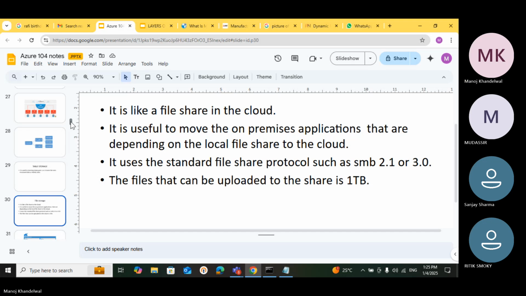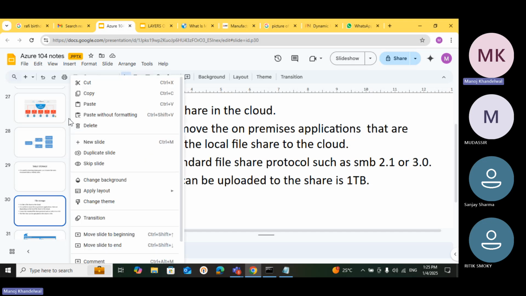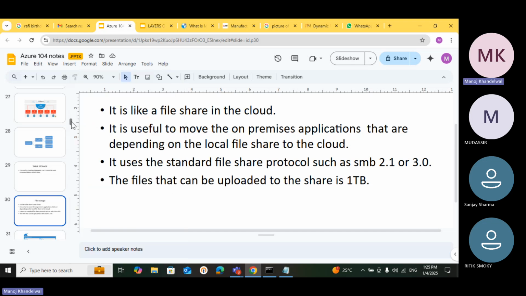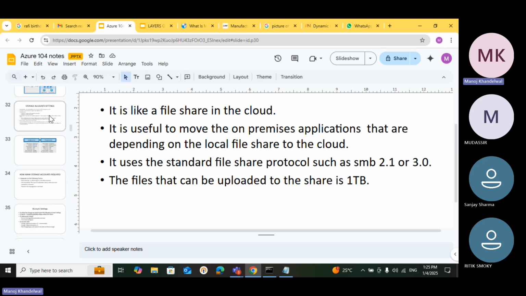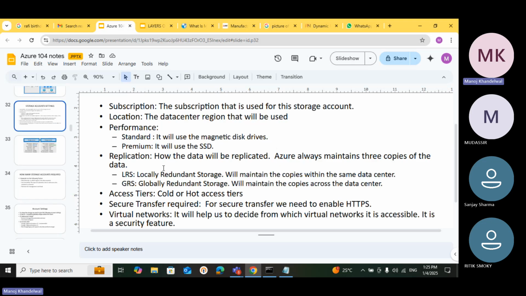Yes, sir. So when you talk about this, we are actually talking about the settings: subscription, resource group, location, performance, access tier, cold access tier, hot access tier, then secure transfer. If you need, you can specify HTTPS. Virtual networks will help us decide from which virtual network it is accessible. It is a security feature.